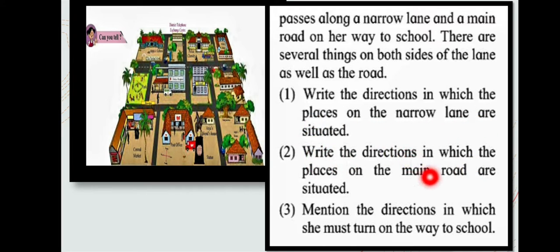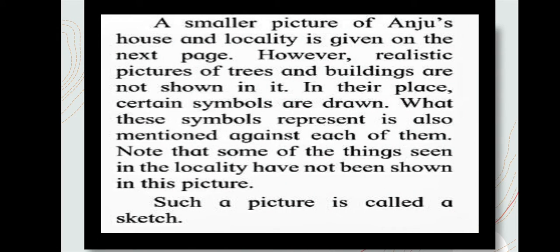Write the directions in which the places on the main road are situated. Mention the directions in which she must turn on the way to school. So with the help of the previous chapter, you can find out the direction and how to twist and turn in this map. A smaller picture of Anju's house and locality is given on the next page.